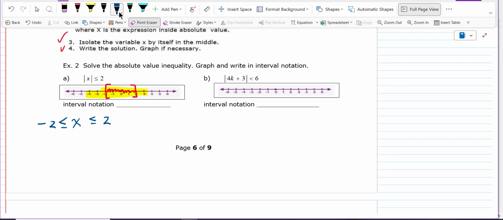Interval notation just begins at -2, stops at 2 like that. So that's your interval notation solution.